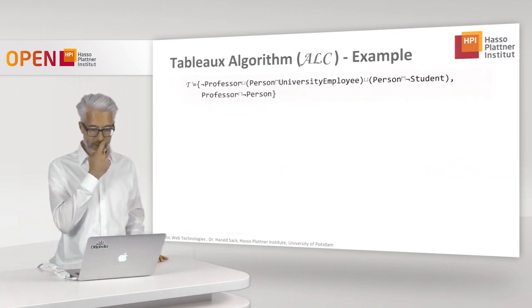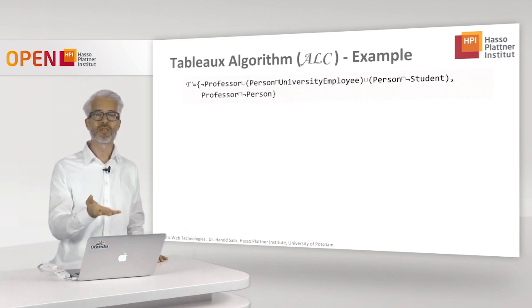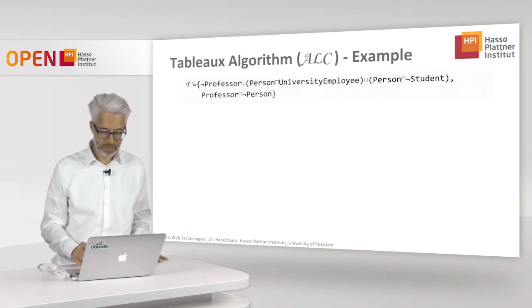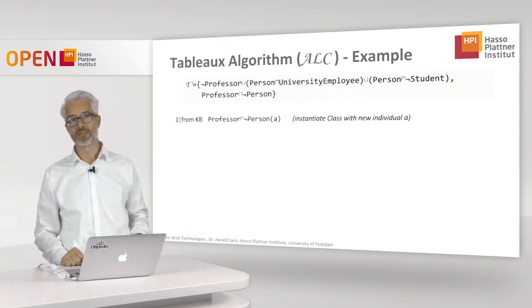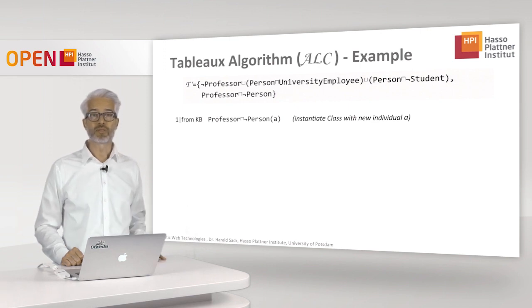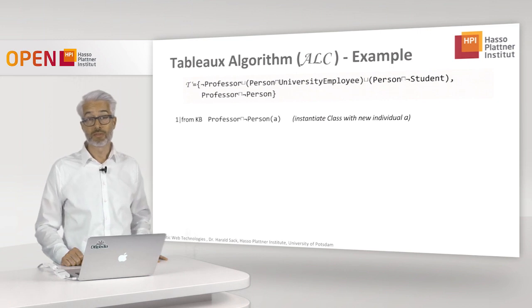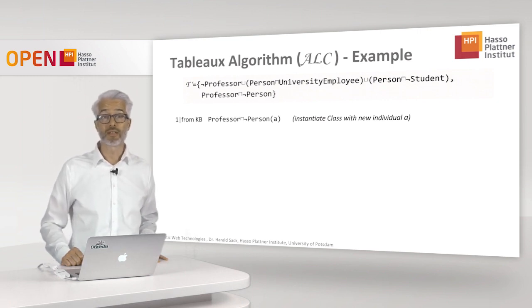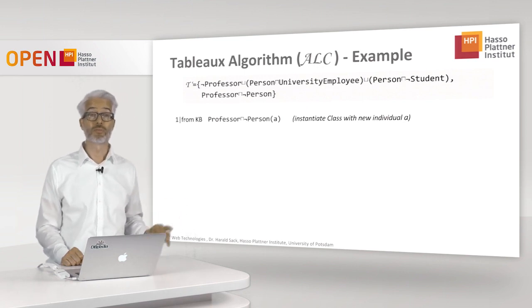So, what to do next? We want to use the Tableaux algorithm for ALC to show whether this holds or not. So, let's simply try. The first thing we can do, so we don't have an A-box, is we instantiate this T-box, because we say, yeah, of course, this should hold at least for some person. So, okay, we instantiate that for person a. This comes from the knowledge base.